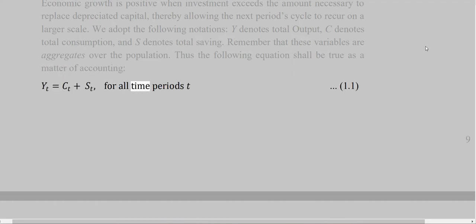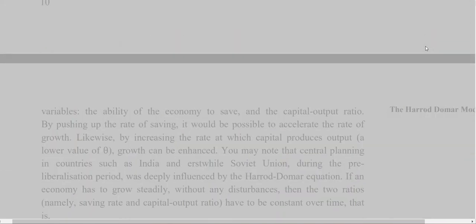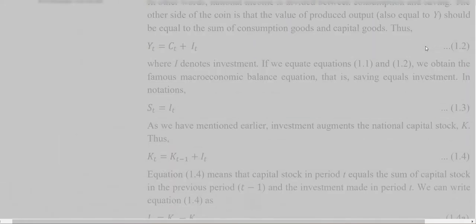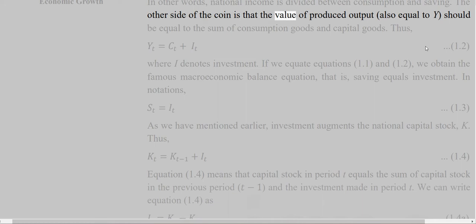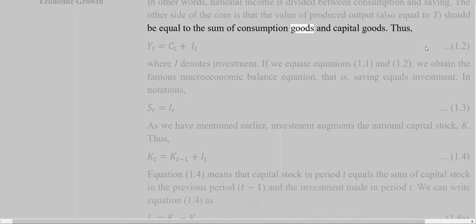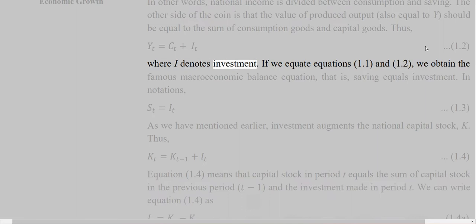Y equals C plus S, for all time periods. Equation 1.1. Economic growth, in other words, national income is divided between consumption and saving. The other side of the coin is that the value of produced output, also equal to Y, should be equal to the sum of consumption goods and capital goods. Thus, Y equals C plus I, equation 1.2, where I denotes investment.